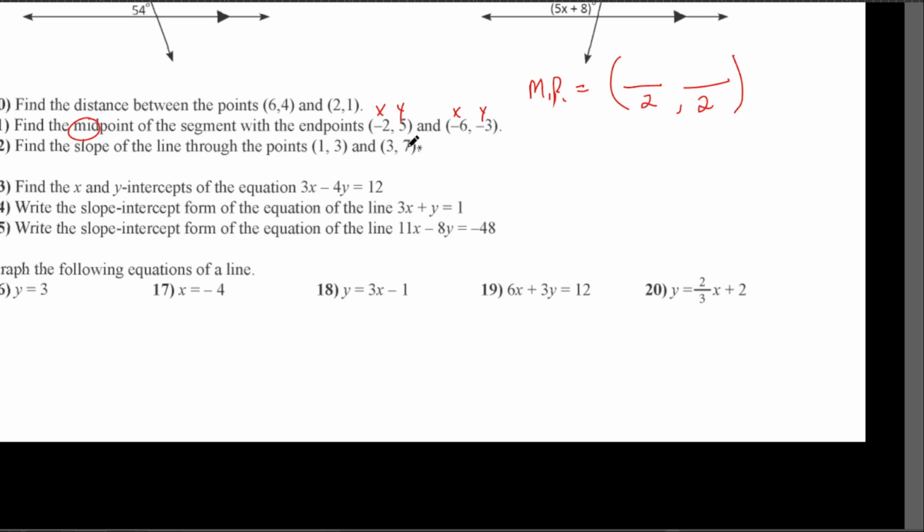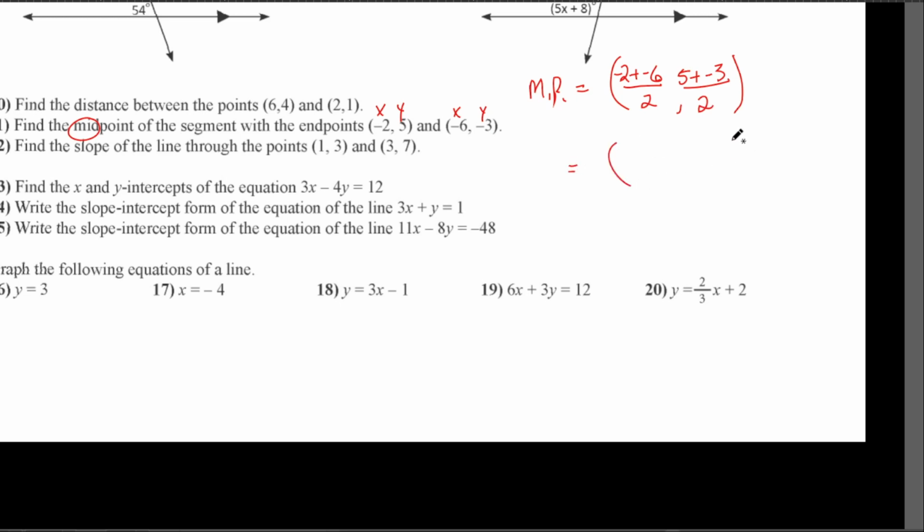I'm going to take the x's and add them together. Again, it doesn't matter what order you add stuff together. So I'm just going to add them. -2 plus what? -6, right? Because those are my x's. And now I'm going to put the y's over here. I'm going to add the y's together. So what are my y's? 5 plus what? Not 3. It's -3. 5 plus -3. Okay? Make sure you use the signs that are in front of them.